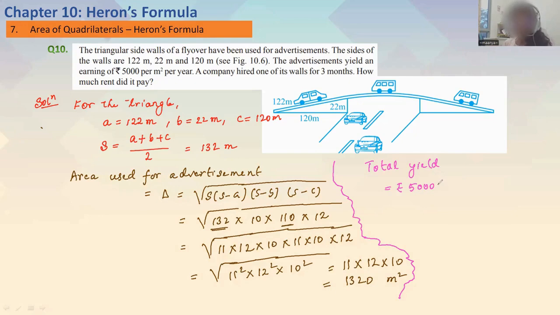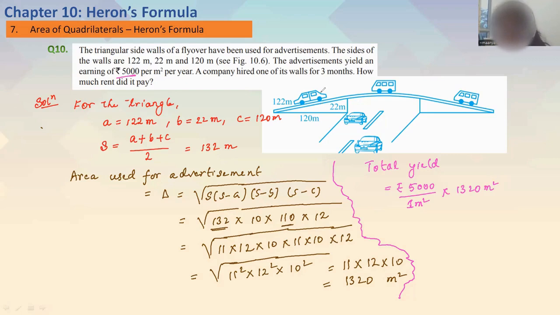Yes, absolutely. You're cutting the rupees per meter. What does this 5,000 per meter square mean? It means rupees 5,000 per 1 meter square. That is the rate, multiplied by the total area, that is 1320 meters square.